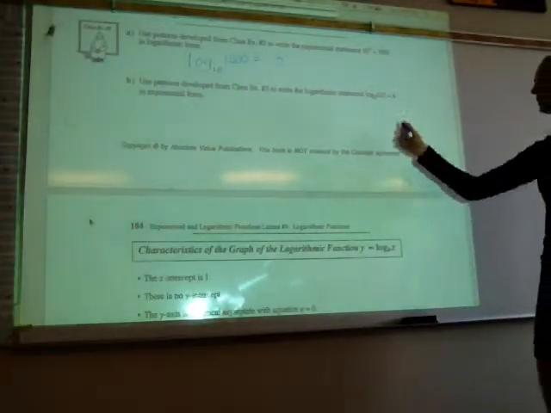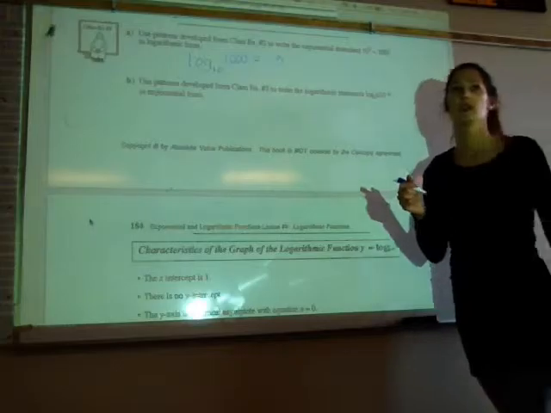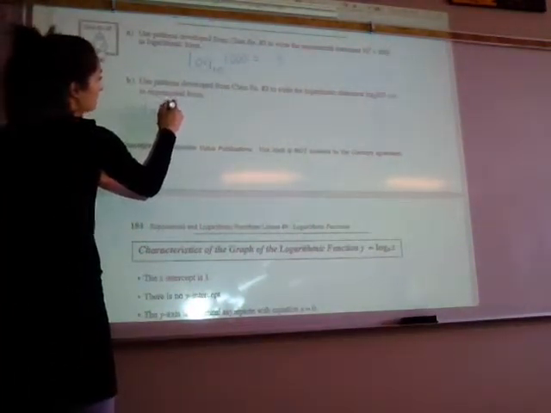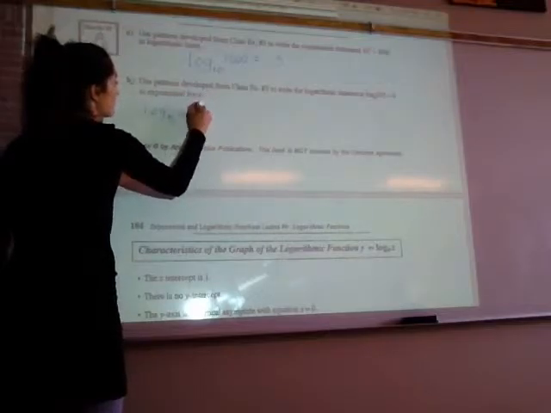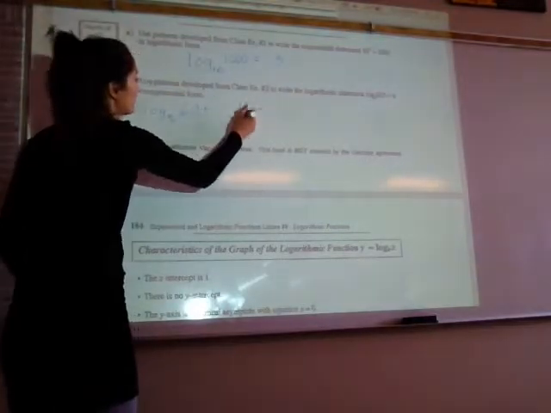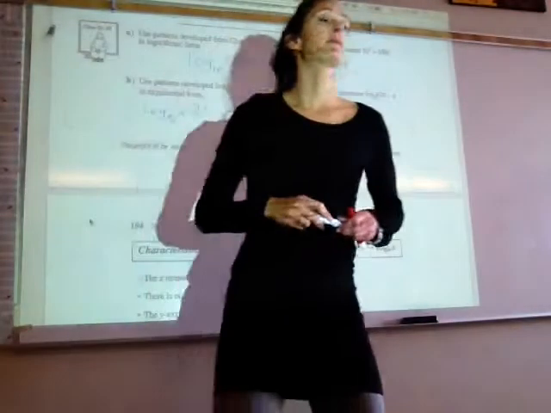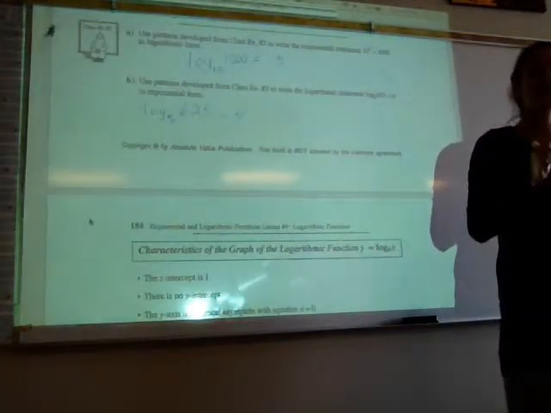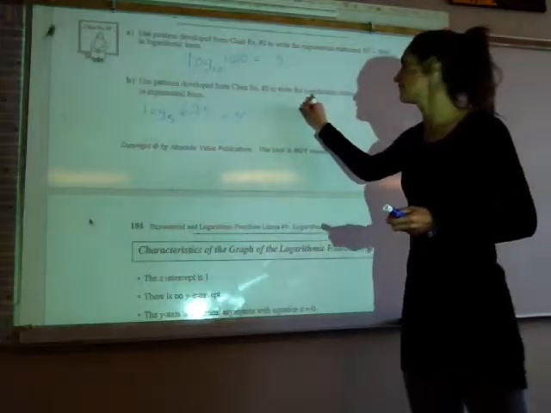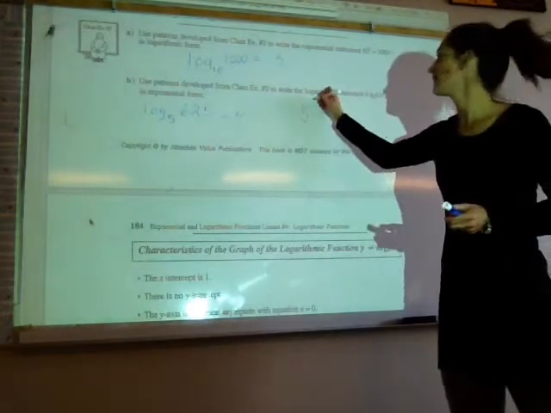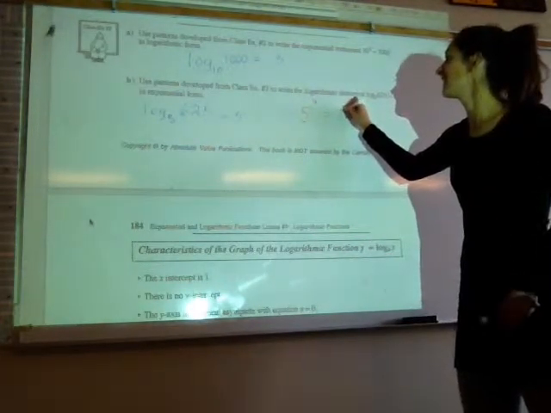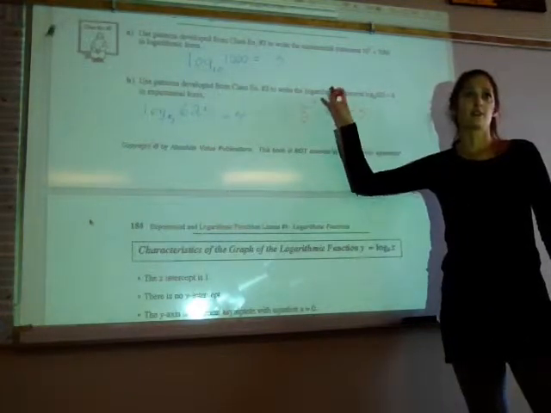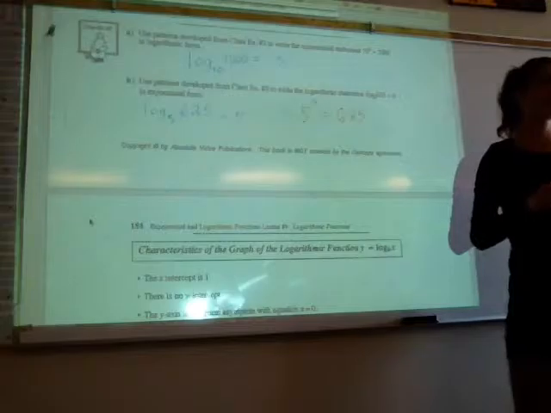Okay, part B, we're going to change the log to an exponential statement. So we have log base 5 of 625 equals 4. Hannah, what's our base? 5. To the power of what? Equals what? Good. And if you tested that out, 5 to the power of 4 should equal 625.